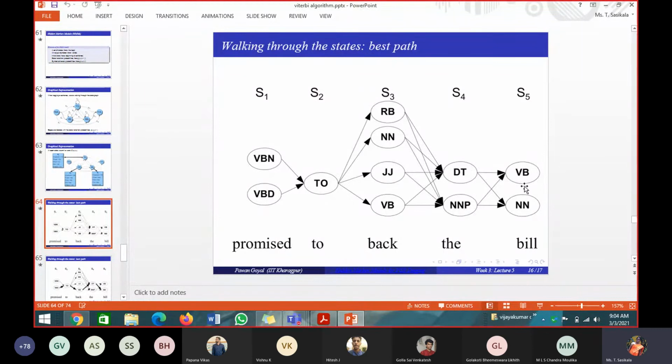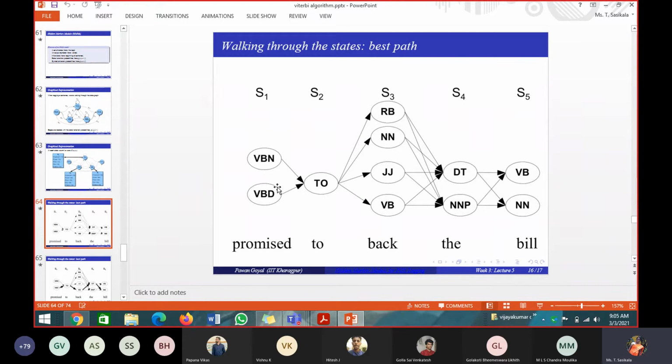So totally I have 5 words. Each word is represented by a label S1, S2, S3, S4, S5. The first word has 2 tags, the second word has only 1 tag, the third word has 4 tags, and for the fourth they have given 2 possible combinations, and for bill they have 2 possible combinations. Among these possible combinations, only 1 tag can be given for the word.